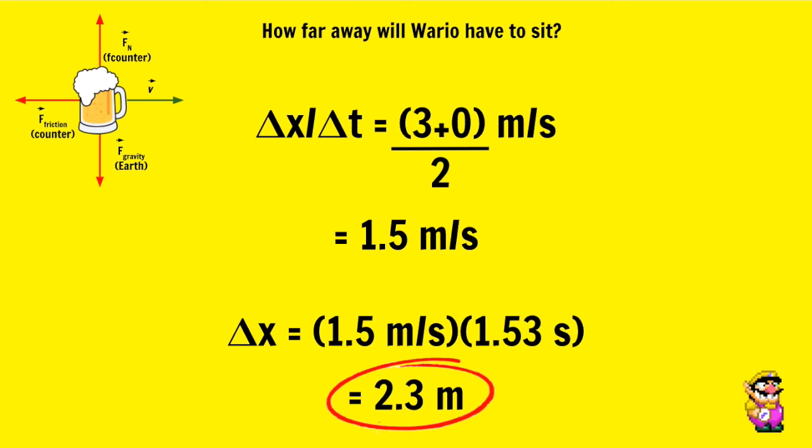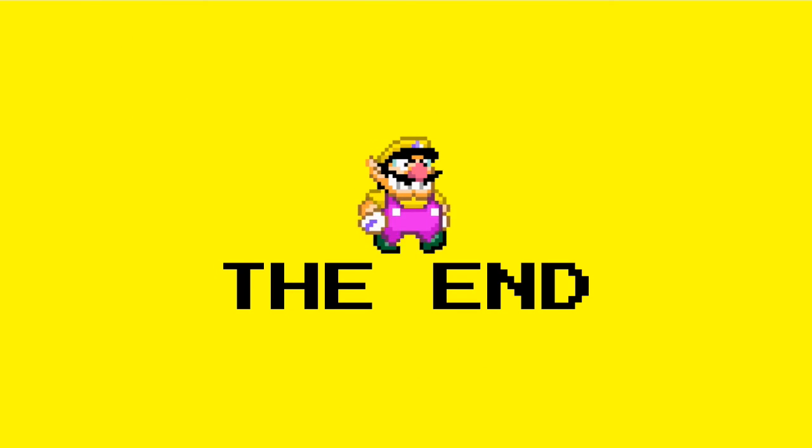All in all, it takes 1.53 seconds for the mug of beer to travel 2.3 meters into Wario's palm across the wooden countertop. And thus, Wario would have to sit 2.3 meters away from the bartender for this to happen.